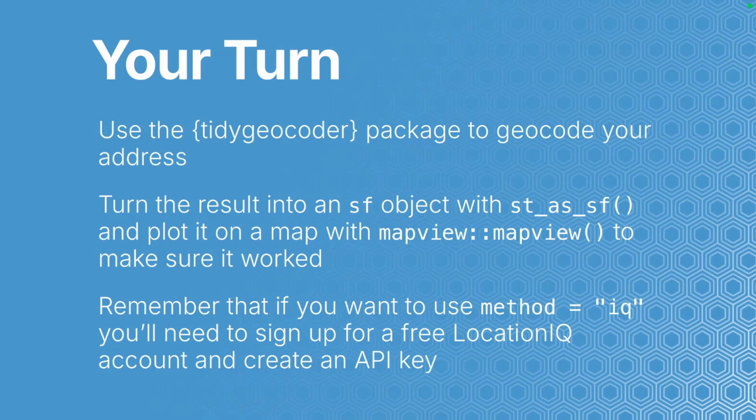If you want to use method equals IQ, and again, I highly recommend it. I didn't show you on the website, but they have a free tier. I think you get up to 5,000 addresses per day, which is a lot. So go ahead and sign up for that if you want to do that, and then add method equals IQ in the geocode function to use LocationIQ.